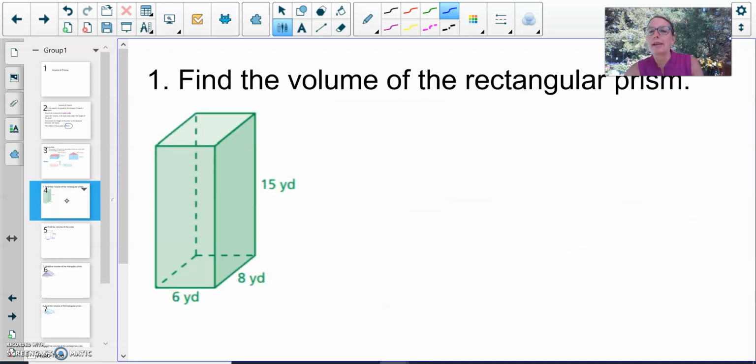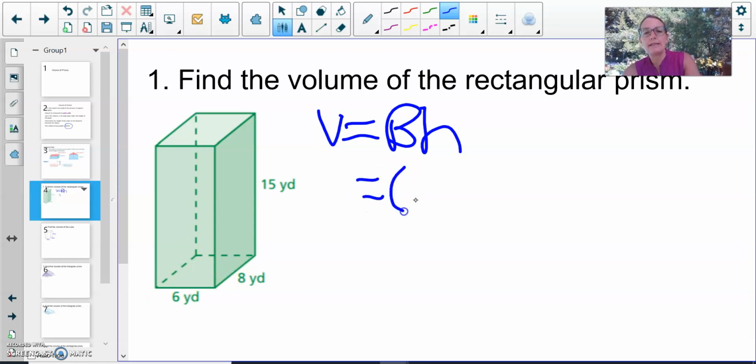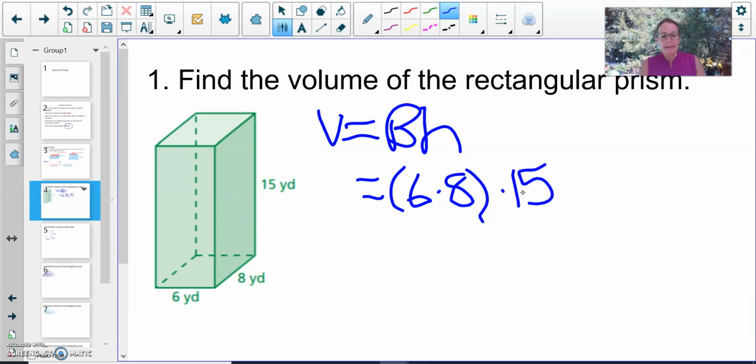So find the volume of the rectangular prism. I'm going to start by writing my formula. Volume equals base area times height. The base area is the area of the bottom rectangle. So the base area is 6 by 8. And we're going to multiply that by the height, which is 15. Use my calculator to multiply it out. We get 720 yards cubed.